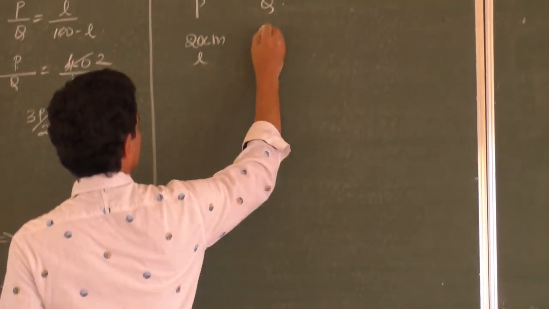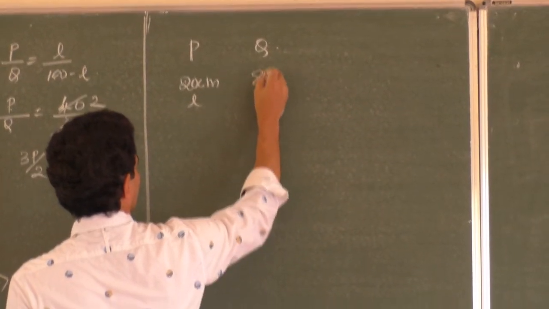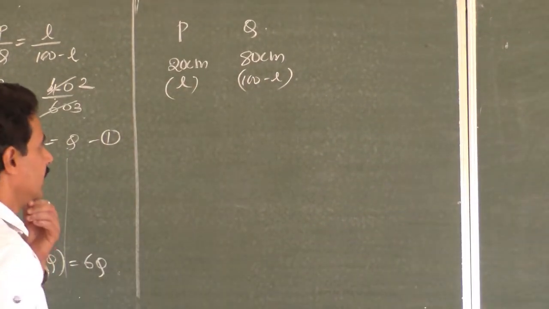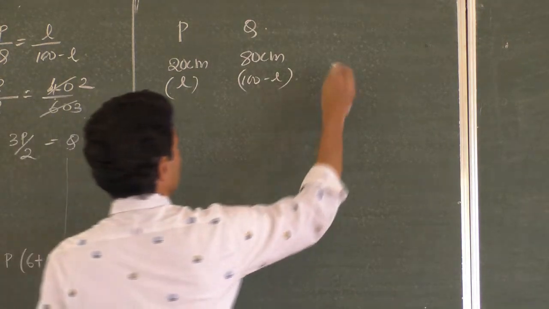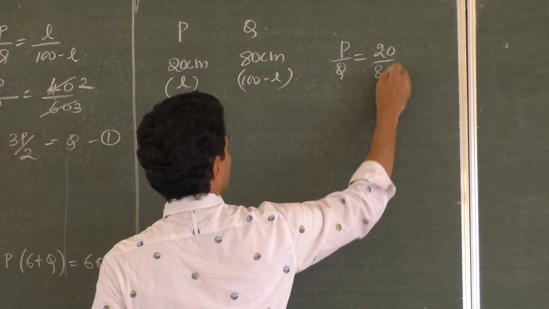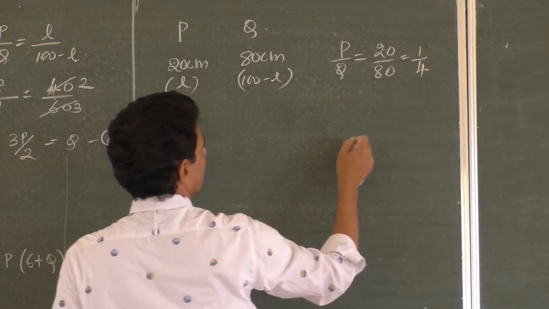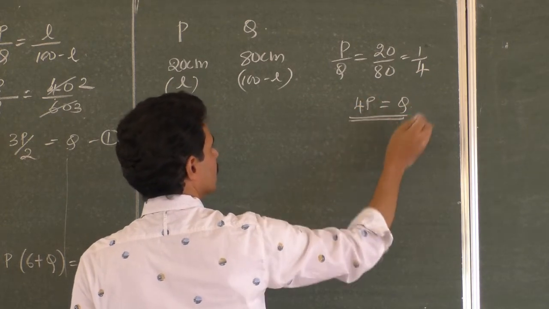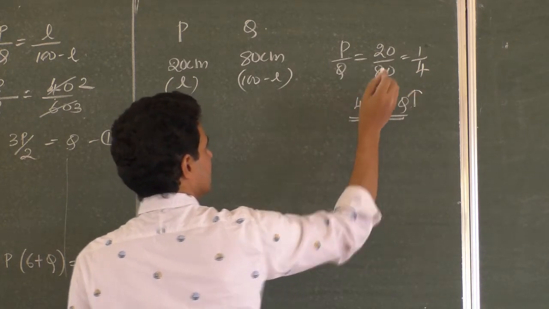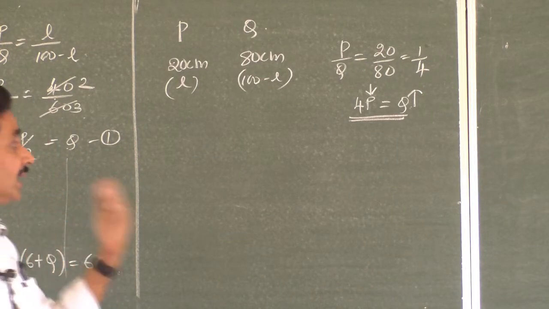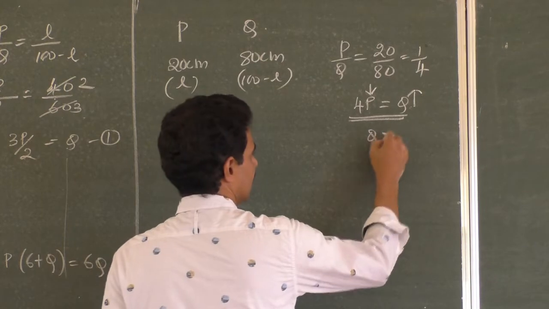If this is 20 L, then this is 80 centimeter, which is 100 minus L. You can connect them by a formula. P by Q is equal to 20 by 80, that is 1 by 4. That means Q is equal to 4P. 4 times P is Q, so Q is greater, P is smaller, because you have to multiply P by 4 times to get Q. So Q is greater than P.